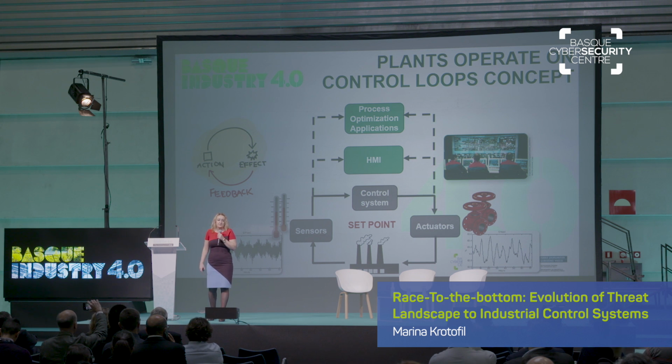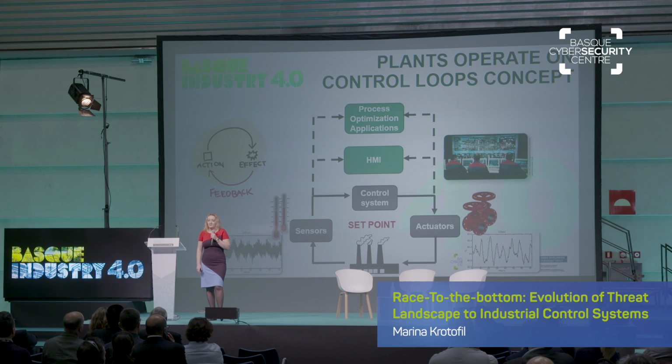Then you have sensors which measure the state of the process, and a control system which calculates the difference between the desired and current state, and then calculates the control command to the actuators, which could be valves, pumps, or whatnot. But a single control system can never control the entire plant because it only has a local view. Therefore, we need human operators, who have a global view of the physical process.